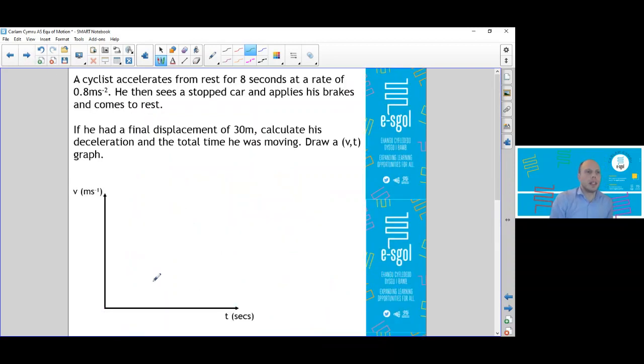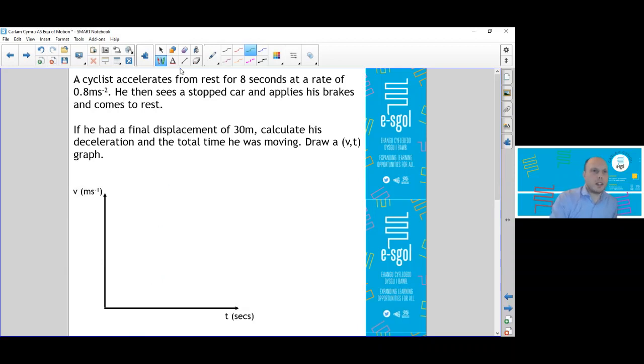Next one. A cyclist accelerates from rest for 8 seconds at a rate of 0.8 meters per second squared. He then sees a stopped car and applies his brakes and comes to a rest. If he had a final displacement of 30 meters, calculate his deceleration and the total time he was moving, and draw a velocity time graph. Well, I would have done that anyway.